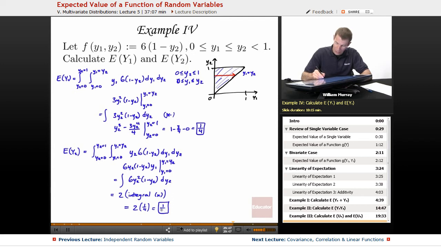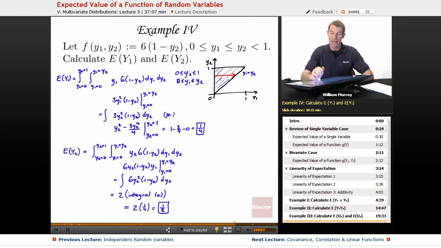Now, if you don't like the way I did that by sort of citing the integral above, just go ahead and work out this integral. It's just a calculus 1 problem. Shouldn't take you very long, and you should end up getting 1/2. It should work out. So that gives us both the answers that we were looking for.